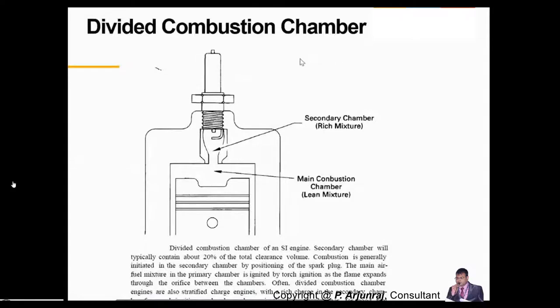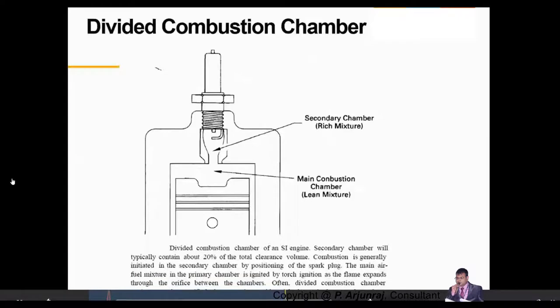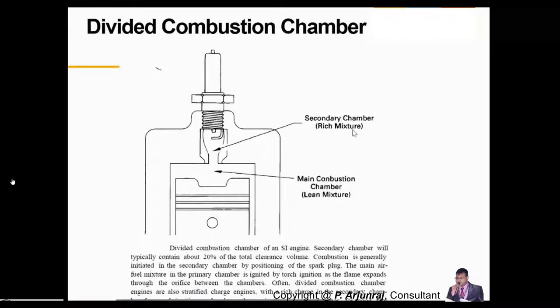In the case of the divided chamber, we are basically dealing with an SI engine. You have the prechamber, and in the prechamber you're going to have the rich mixture, which contains about 20% of the clearance volume. This happens at the clearance volume Vc position, which is the combustion chamber. And in the main chamber, we are going to have the lean mixture, which is directly above the piston. So you are going to divide the combustion into two regions, one having rich mixture and the other having lean mixture.